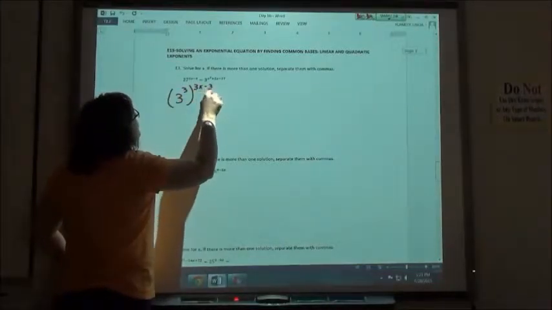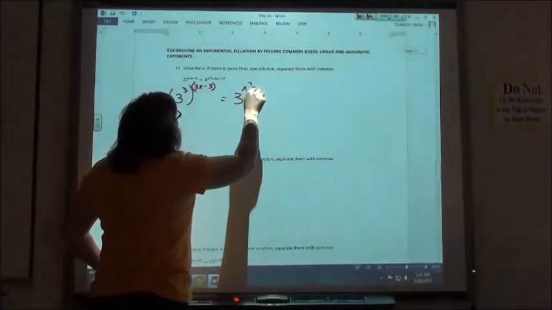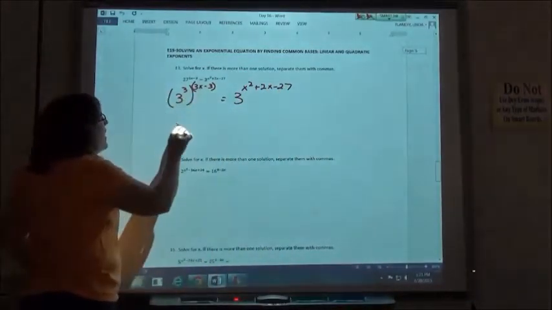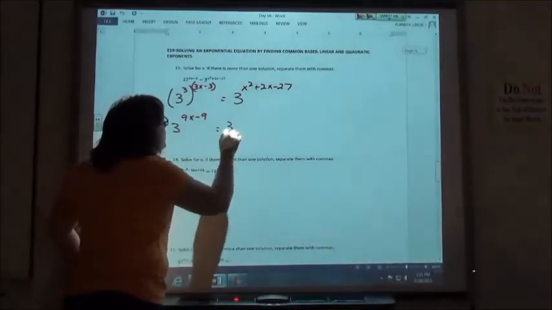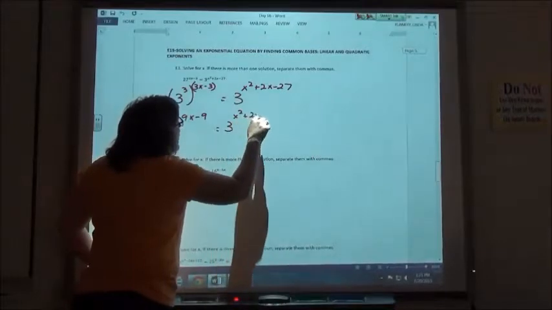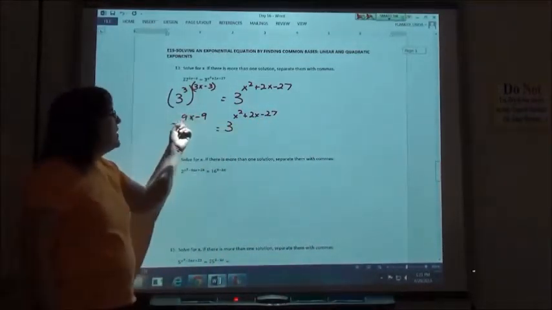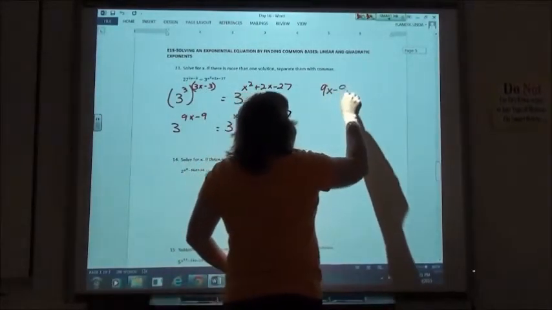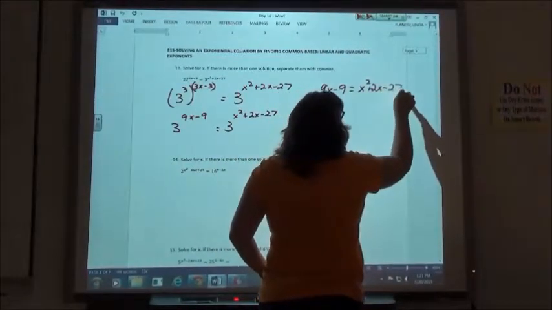So I'd have 3 to the 3rd raised to the 3x minus 3 equals 3 to the x squared plus 2x minus 27. Multiplying that out, I'd have 3 to the 9x minus 9 equals 3 to the x squared plus 2x minus 27. So now that my bases are the same, I can set my exponents equal to each other. 9x minus 9 equals x squared plus 2x minus 27.